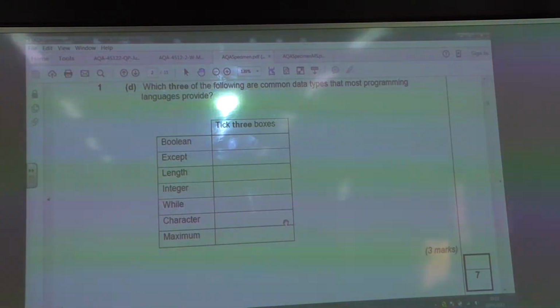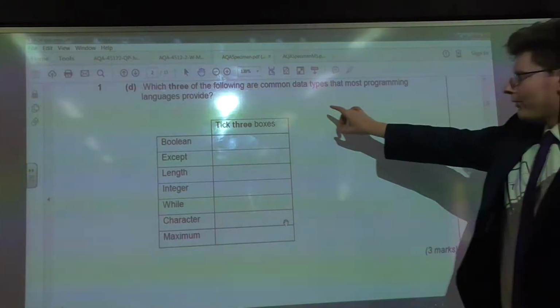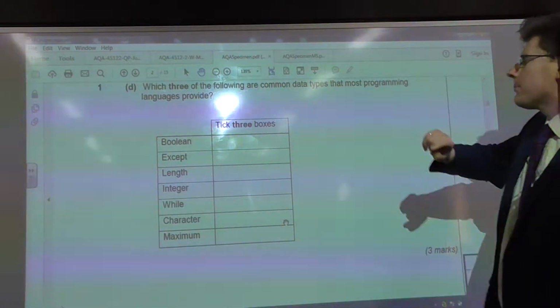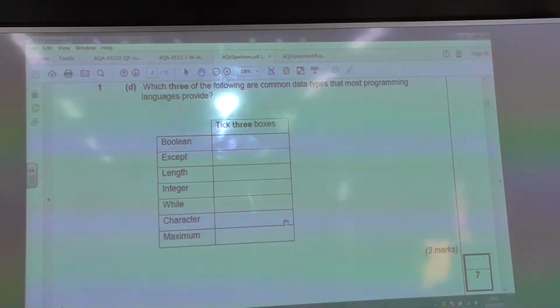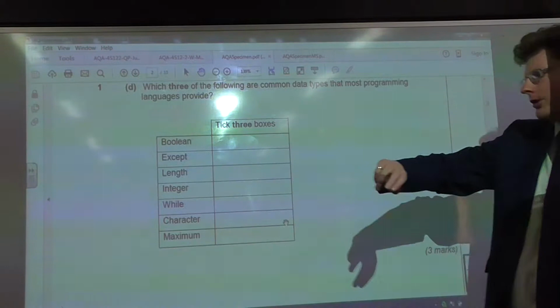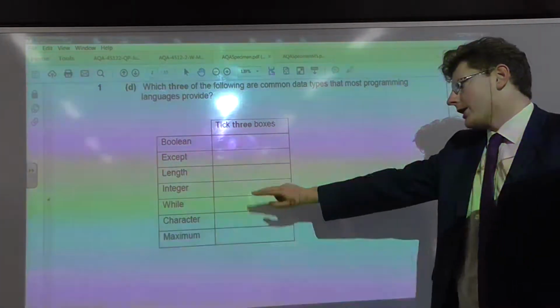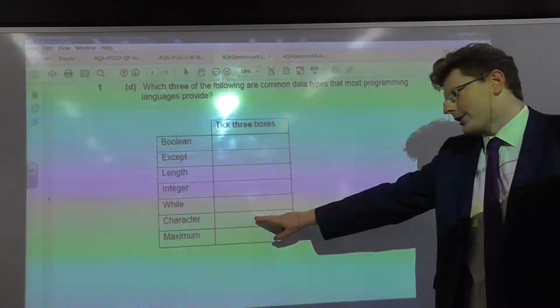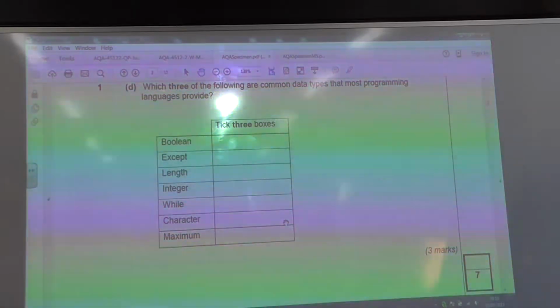Right, just want to comment on this one. Very straightforward question, easy 3 marks if you've read it properly. Which 3 of the following are common data types that most programming languages provide? Boolean, that's a common data type. Integer, that's common. And character, that's common.